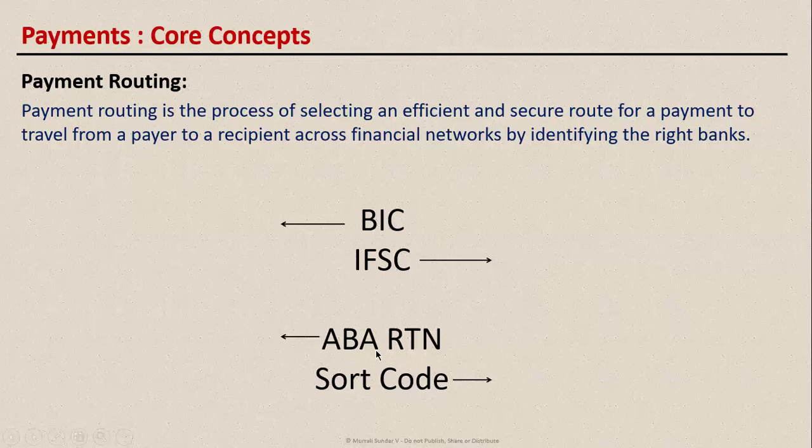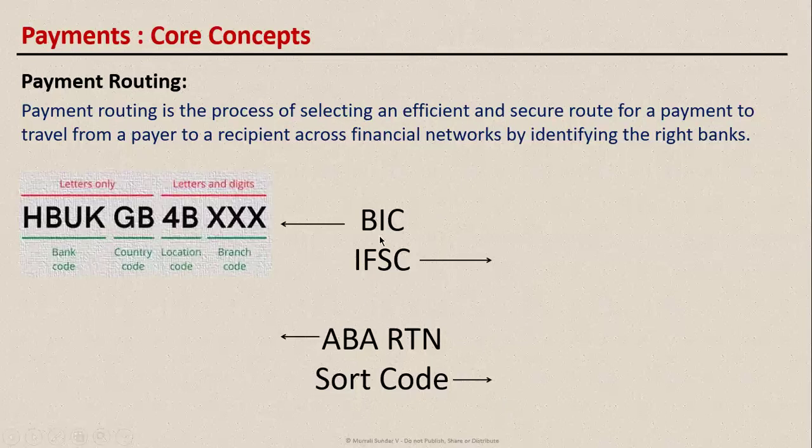Like that, we have ABA RTN for the US and the sort code for the UK, and each country will have its own type of identification, right? So how does it look? This is the BIC format. Every identification has some definitions within it. For example, if you take a BIC, the first four letters say what bank it is. So it is HSBC UK, right? That's what these four letters say. Then it says what country: GB means UK, Great Britain.